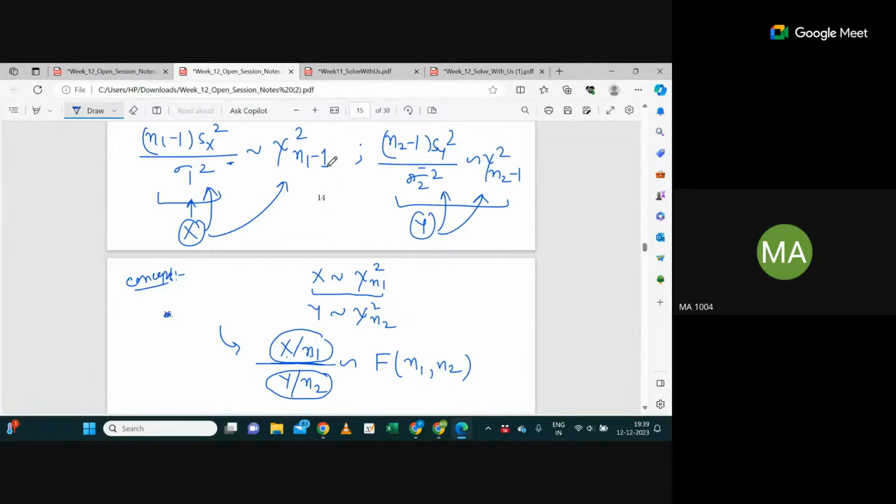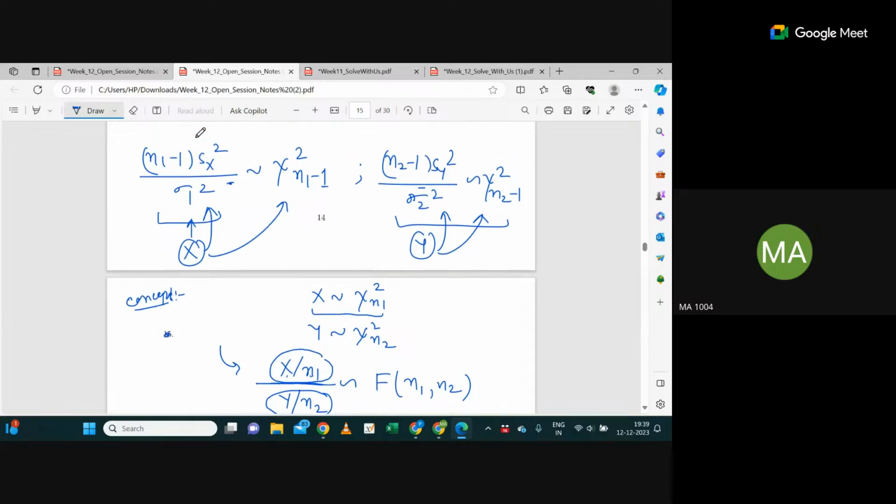Yes or no? Are you getting it? Yes, sir. Okay. So if you see X divided by its degree of freedom, what is this? Now I have this is your total X, right? And what is the degree of freedom here? n minus 1, right? If I divide by n1 minus 1, and then take the ratio of these things, divided by n2 minus 1, it will follow an F distribution.